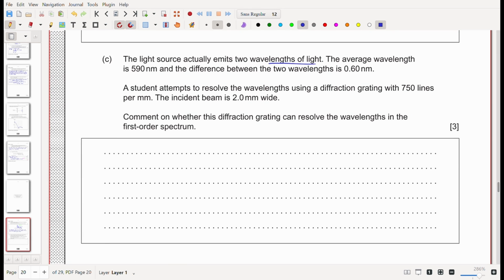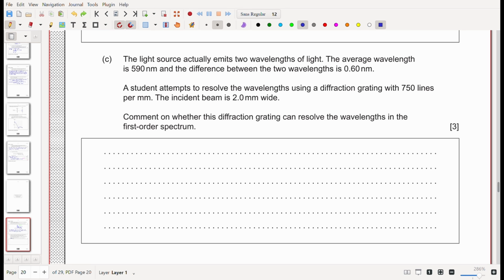We're told that the light source actually emits two wavelengths of light, and the average wavelength is 590 and the difference is 0.6 nanometers. A student is attempting to resolve the wavelengths using a diffraction grating with 750 lines per millimeter. Remember that, guys. And that the incident beam is 2 millimeters wide. We're asked to comment on whether this diffraction grating can resolve the wavelengths. So the key term here is comment, which means that we have to do some calculations and make some assumptions, and then we have to provide a conclusion to the overall question.